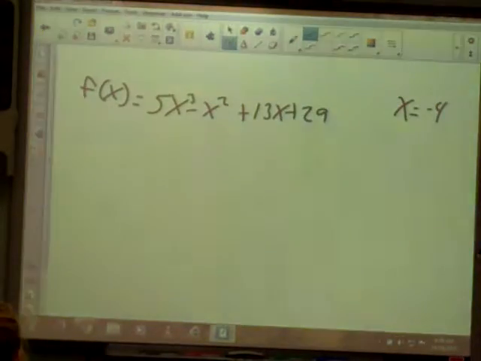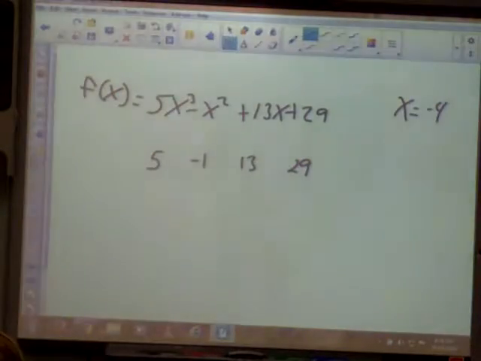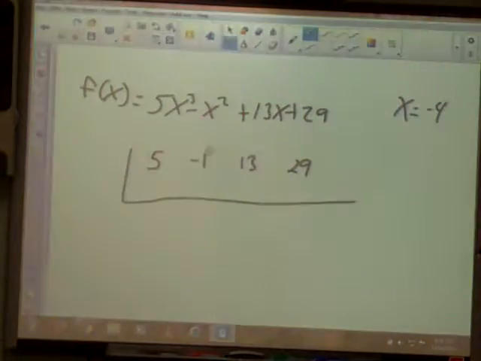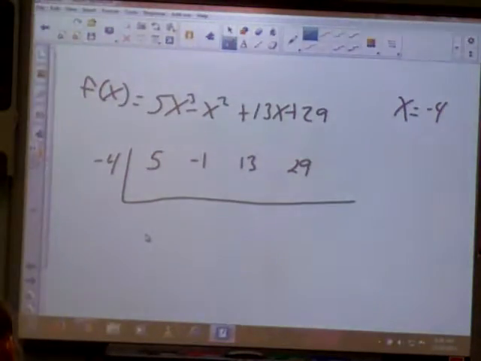Alright, synthetic division, you got 5x cubed, a negative 1x squared, 13x, and a 29. So I didn't need any zeros. Now here's where it's a little bit different. This doesn't say x plus or minus anything. It just says x is negative 4. So you don't have to solve that, it's already solved. So just the negative 4 goes outside. Do you see the difference from the last problems? That's where people will get confused. They'll put the wrong sign out there sometimes.